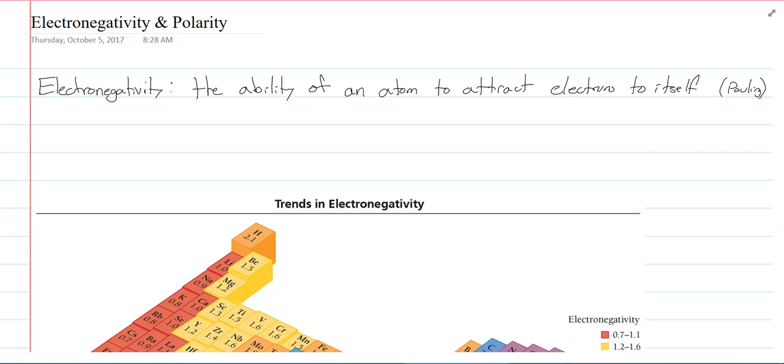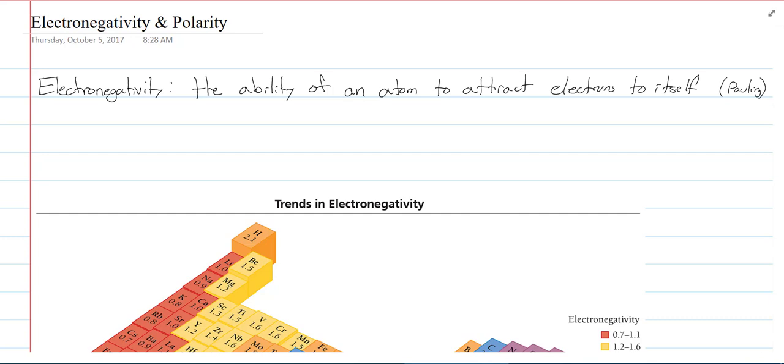We'll talk about electronegativity and polarity. So first, let's define electronegativity. It's the ability of an atom to attract electrons to itself. Linus Pauling came up with this. And it's just an intrinsic ability of the atom to draw electron density to itself.